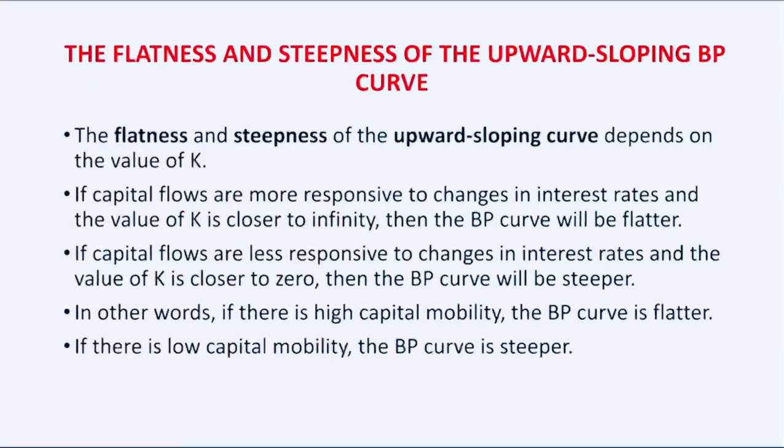So what does this mean? This has an effect on the flatness and steepness of the upward sloping BP curve. The flatness and steepness of the upward sloping curve depends on the value of K. If capital flows are responsive to changes in interest rate and the value of K is closer to infinity, then the BP curve will be flatter. Flatter simply means it goes closer to being horizontal, but it is not horizontal.